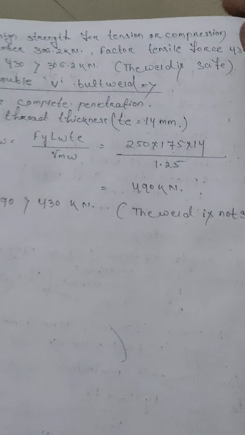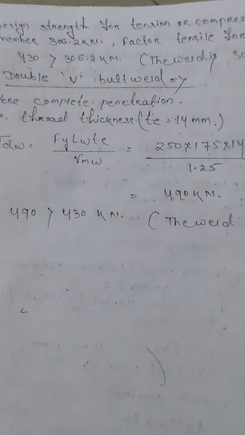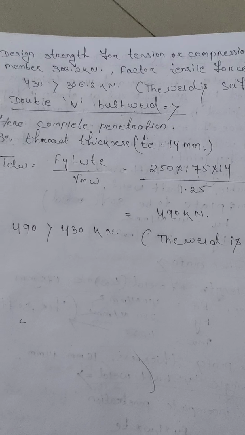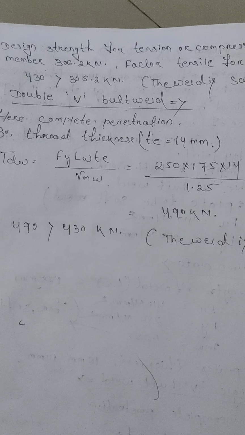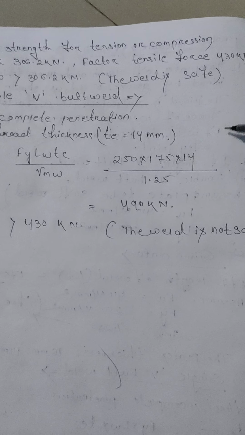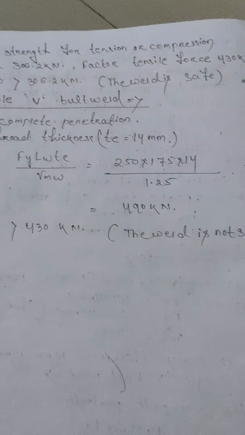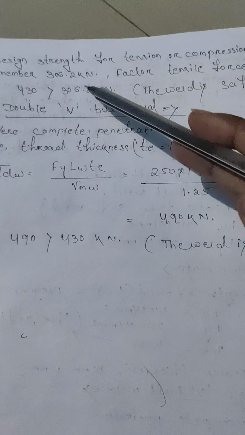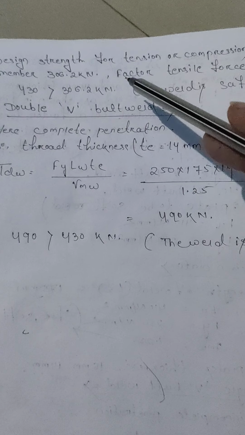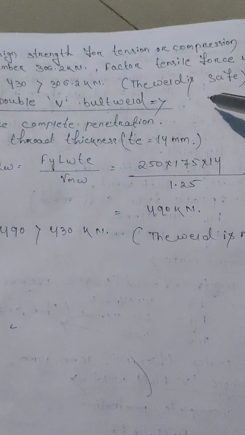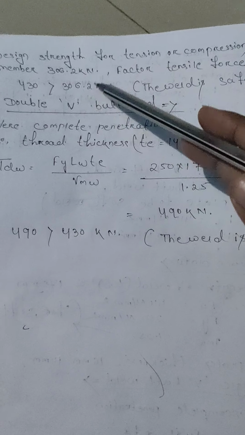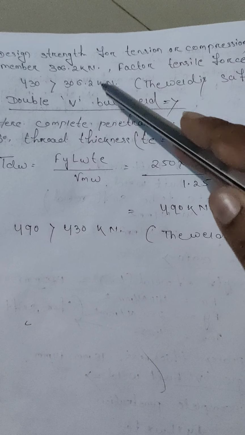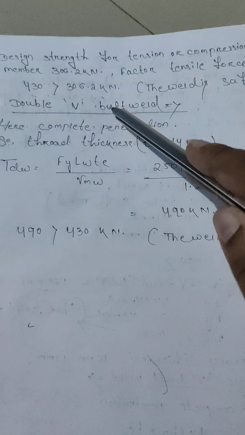So the design strength for tension or compression is 306.2 kilonewton. The factored tensile force given in the question is 430 kilonewton. Since 430 is greater than the 306.2 kilonewton design strength in tension or compression, the weld is not safe, because the design strength is lesser than 430.